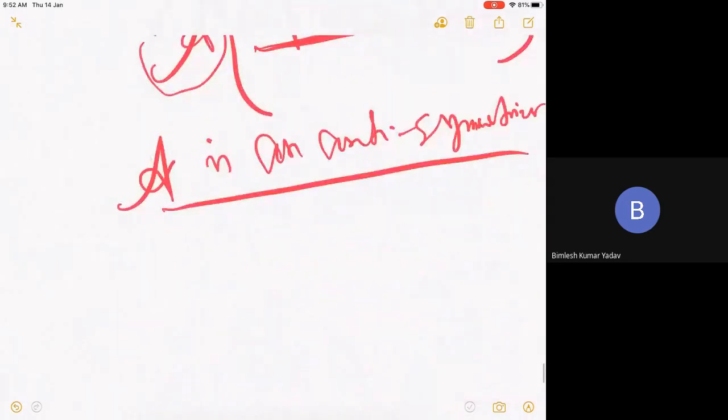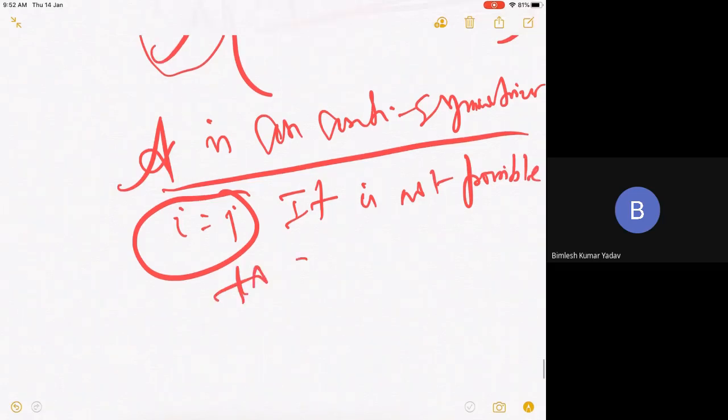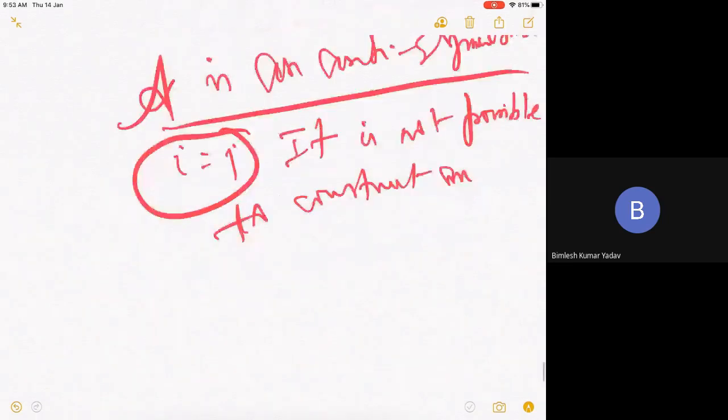So whenever I is equal to J, it is not possible to construct an antisymmetric function. Just 1 minute.